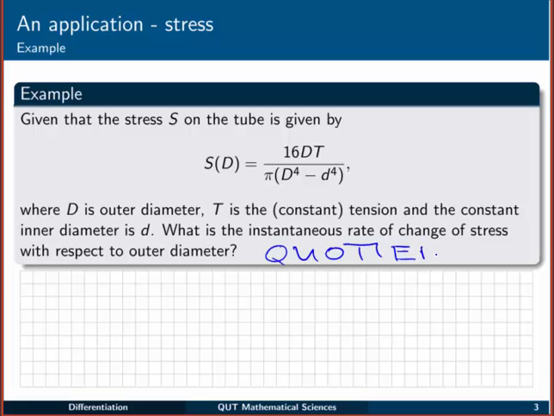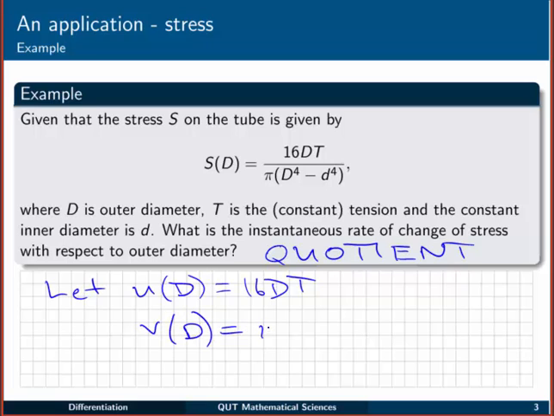So the first thing we want to do is actually remember what the quotient rule was. In this case, I'm going to let my function u be the top, as we would. Now remember, it's going to be u of D this time, not x, because D is our independent variable. It's going to be 16DT, and v, again of D, is pi multiplied by capital D to the 4 minus little d to the 4.